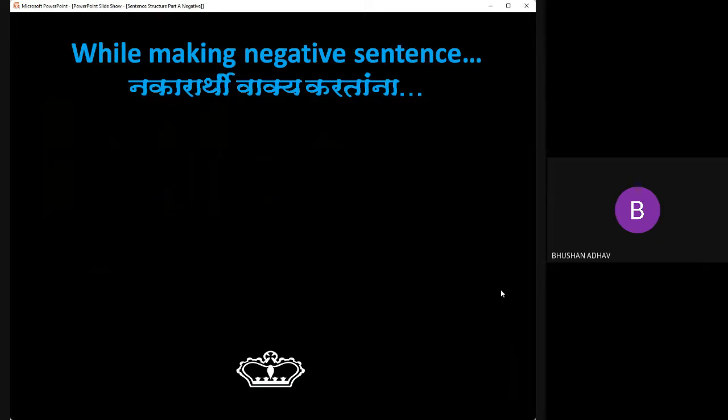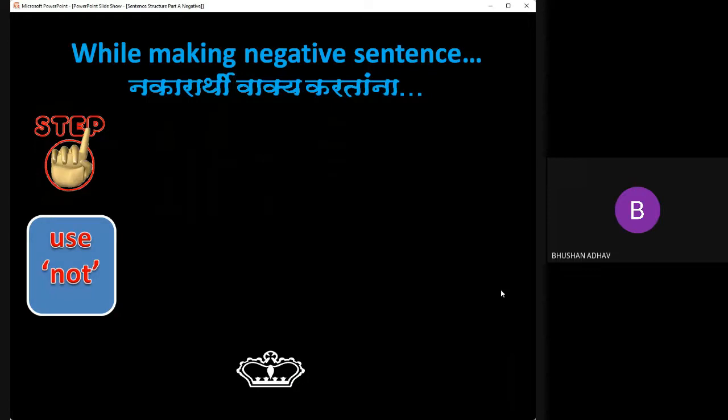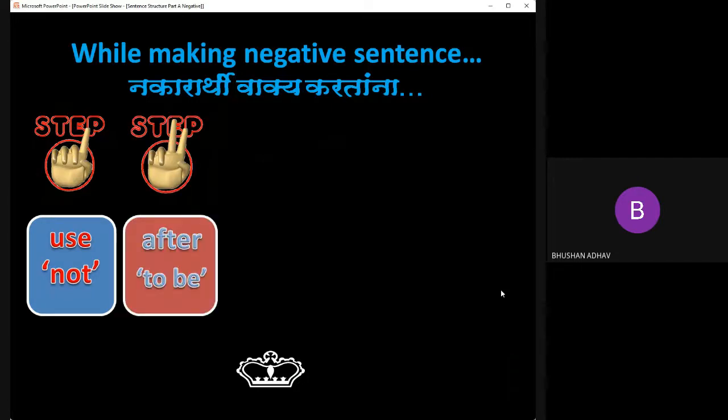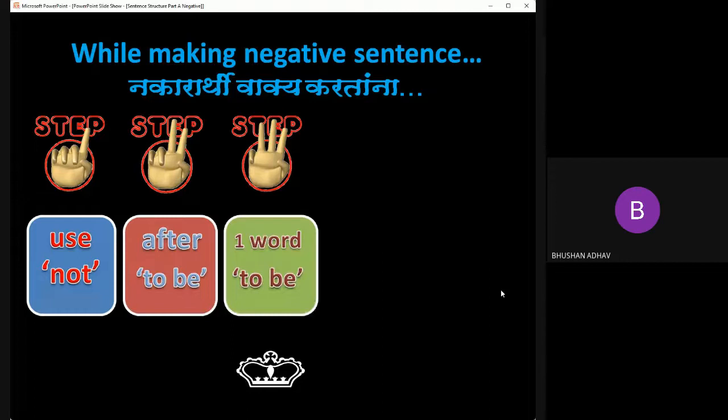So, the simple rule I will again describe. Use not to make the sentence negative. After to be form, you have to put that not. If there are 2 or 3 words as a to be form, put not after the immediate first word.